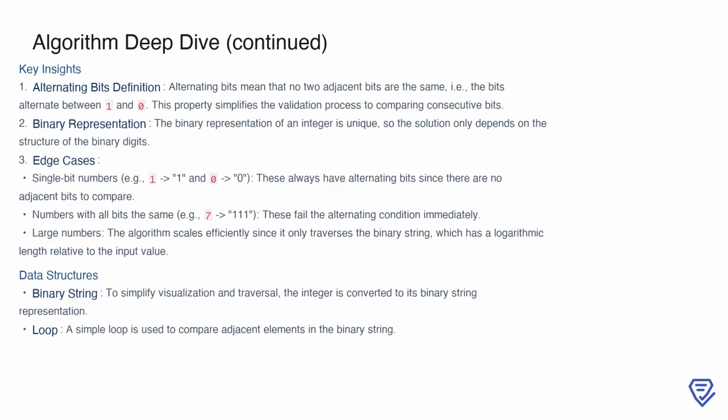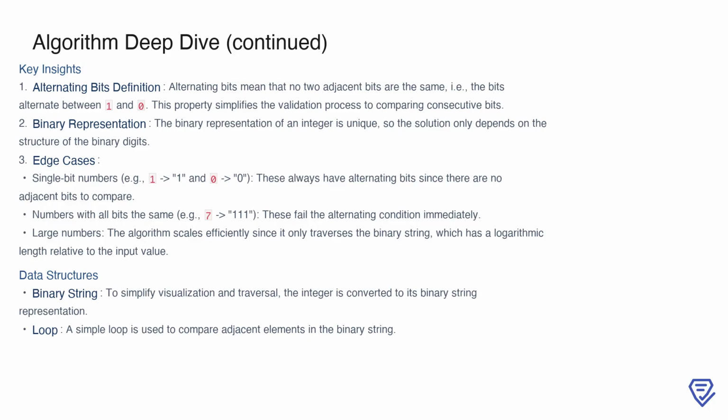Second, every integer has a unique binary representation, so the problem boils down to analyzing this specific structure. Now, consider edge cases. Single-bit numbers such as 1 or 0 always have alternating bits because there are no adjacent bits to compare. Numbers with all bits the same, like 7, which is 111, fail the condition immediately since adjacent bits are identical.